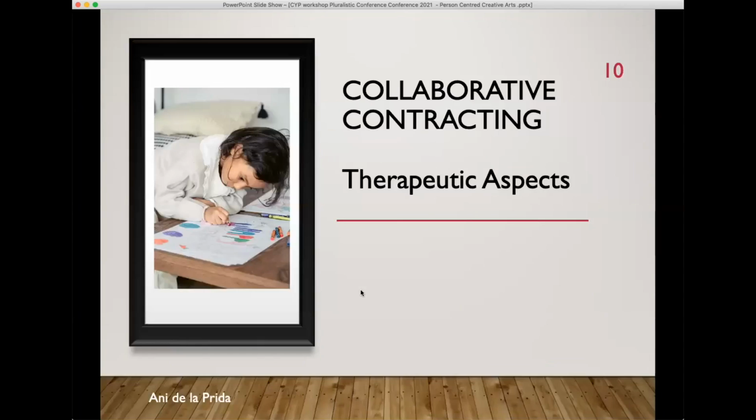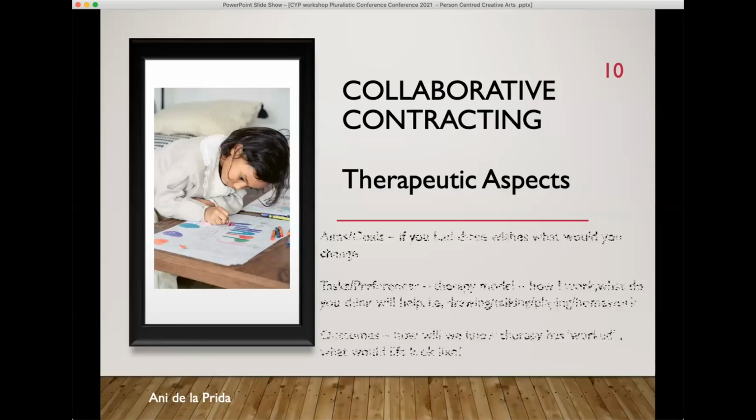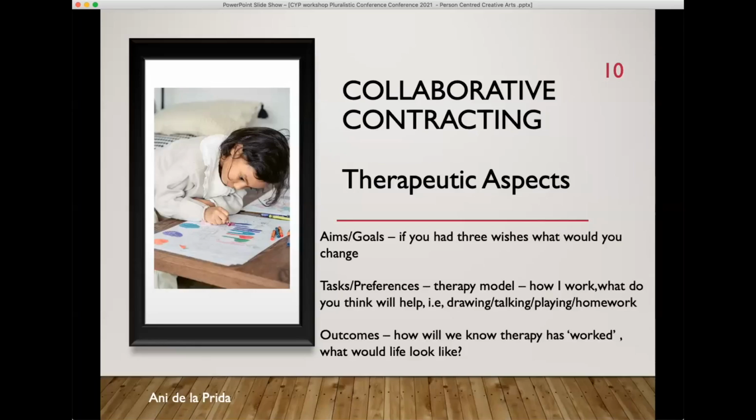But then we come to the therapeutic contracting, which is another part. So there's the structural contracting, that's appropriate, but also collaborative contracting around what are we here to do, what is it you want to happen, and that can include things like aims and goals. Now, an adult word would be aims and goals, and a child and young person might not have that. But it's really important, I think, to be a little bit creative in how we respond and communicate. So saying something like, if you had 3 wishes and I had a magic wand and I could grant them, what would you change in your life?